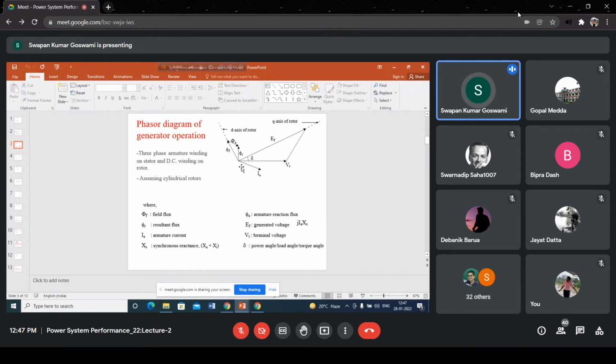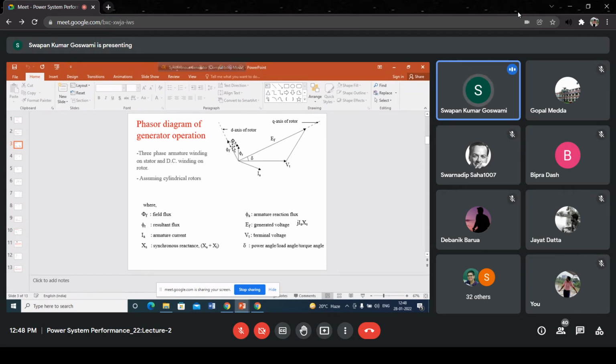So if this is the armature current, because of this armature current, there will be an armature flux created, phi A. This armature flux phi A will interact with the field flux because in the same air gap they are existing. So they will have the interaction. As a result, phi R is the resultant flux. That means phi R is the resultant flux of phi f and phi a.